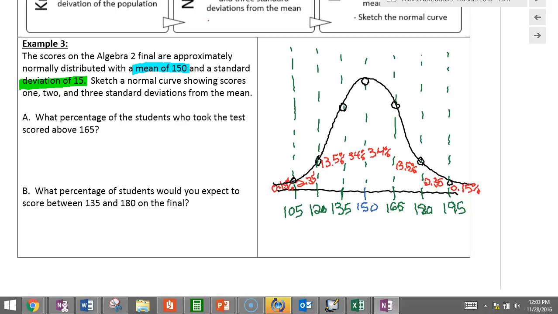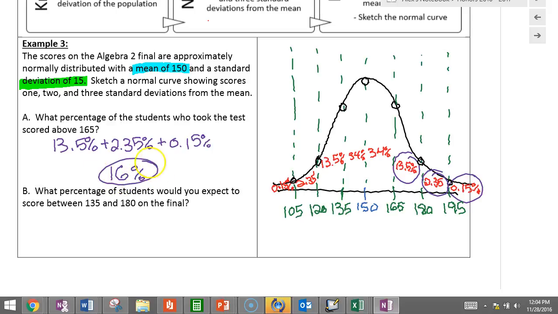Okay? So what percentage of the students who took the test scored above 165? Well, I'm going to be looking at, right, these sections. Okay, so I have 13.5% plus 2.35% plus 0.15%. Okay. And when I add all those up, I get 16%. Okay? So 16% of the students who took the test scored above 165.